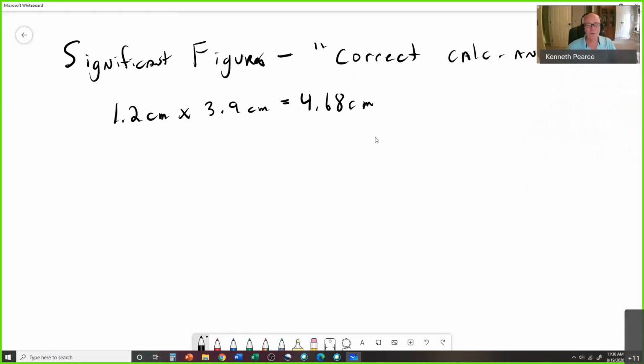All righty. So you get this, and this is a calculator answer, 4.68 centimeters squared. And when I was in your position, calculators had just been invented, believe it or not. And they were a wonderful thing, because if you've ever had to do long multiplication and long division, you know it takes up time. That was a great thing.